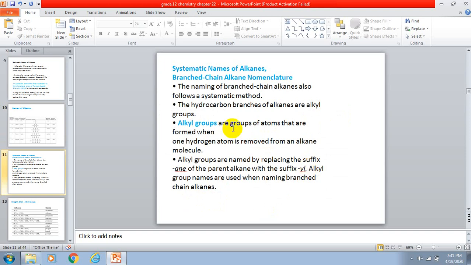Systematic names of alkanes, continued. Branched alkanes nomenclature. Alkyl groups then came: the groups of atoms that are formed when one hydrogen atom is removed. Let me arrange this for you guys.